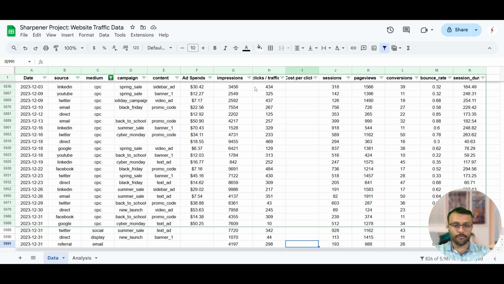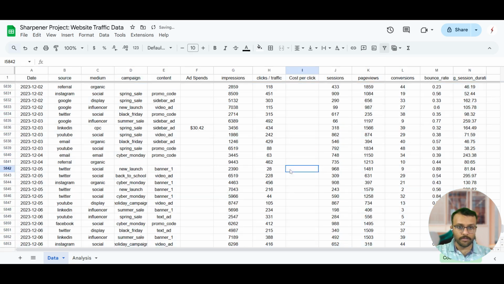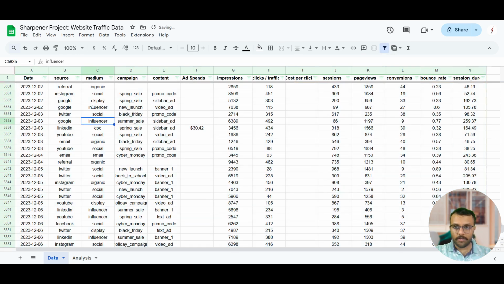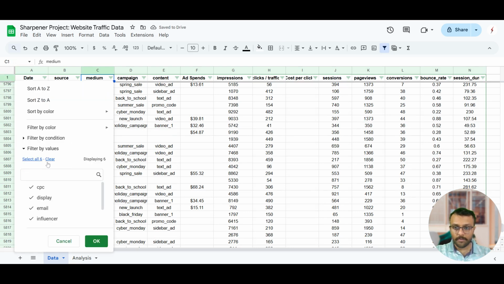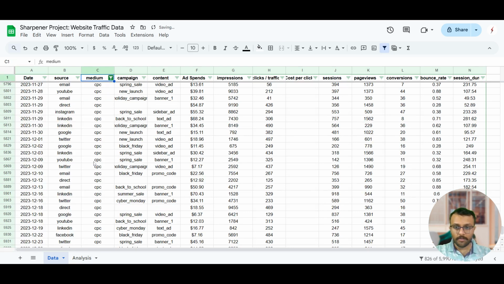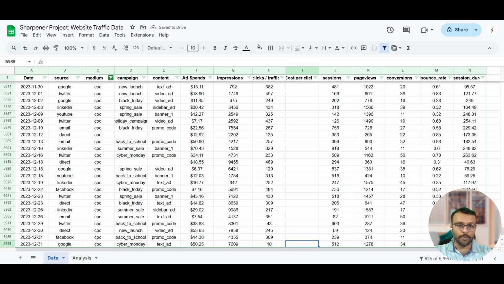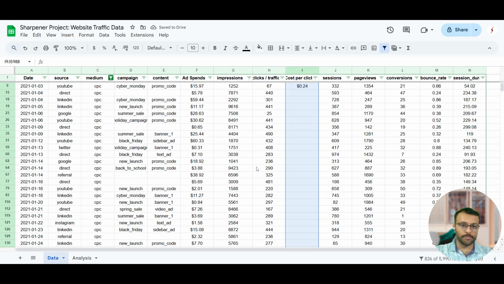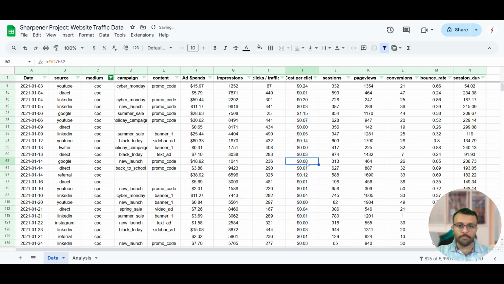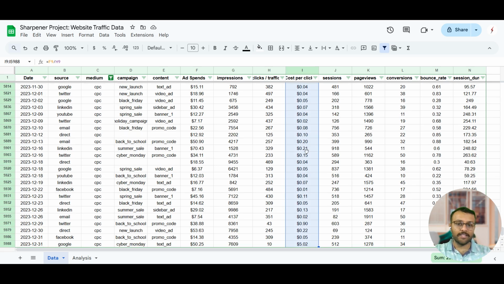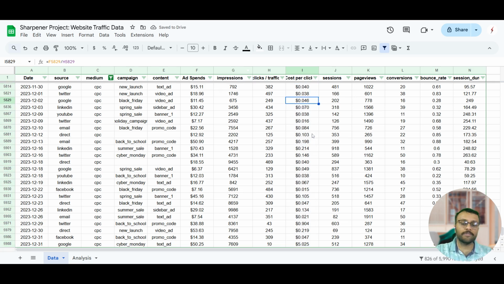Similarly, we apply it for all the different cost per clicks. It is taking a little bit of time, but yeah, it's done. Now the interesting thing over here is a lot of these are really small values, 0.01, 0.01, 0.00. So we'll have to increase our decimal places. Okay, now this gives us some proper data.